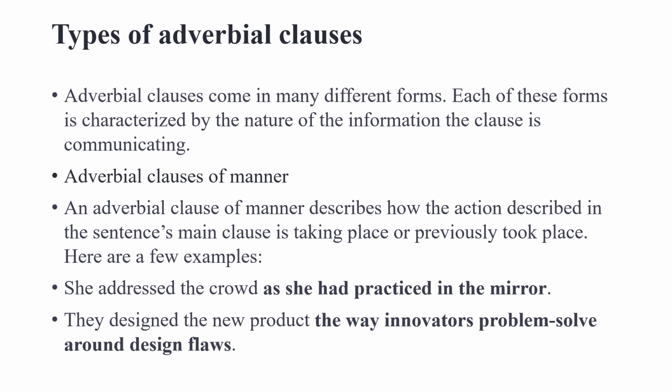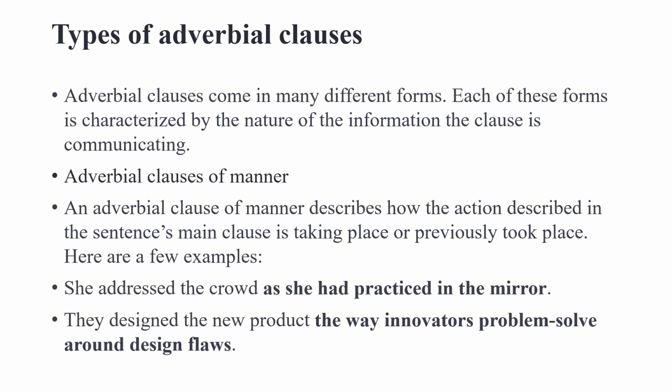Types of adverbial clauses. Now we are moving towards the types of adverbial clauses. Adverbial clauses come in many different forms. Each of these forms is characterized by the nature of the information the clause is communicating. First, adverbial clauses of manner. Adverbial clauses of manner describe how the action described in the sentence's main clause is taking place or previously took place. Here are a few examples.